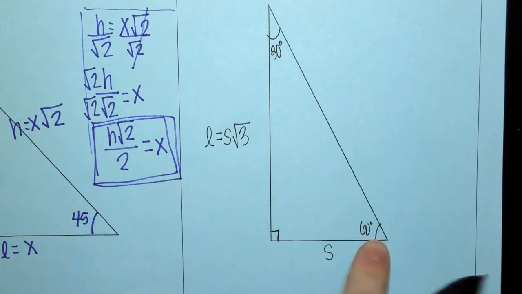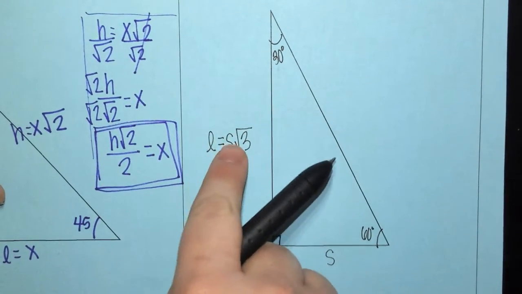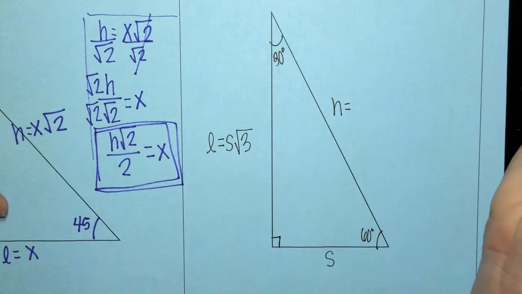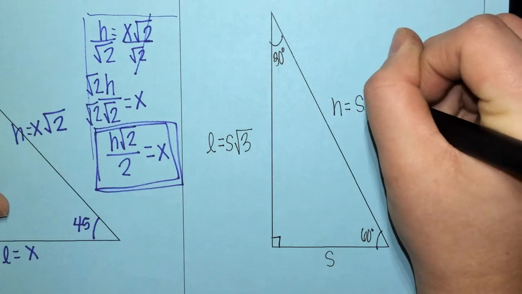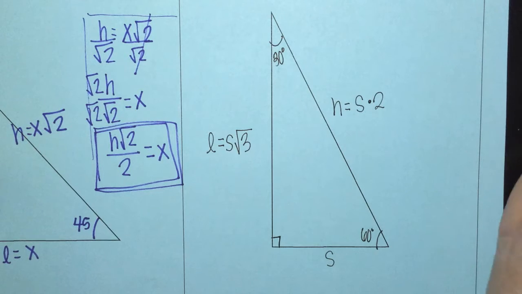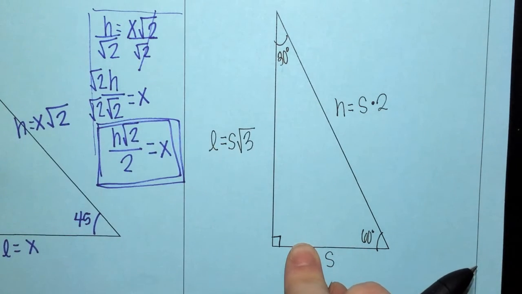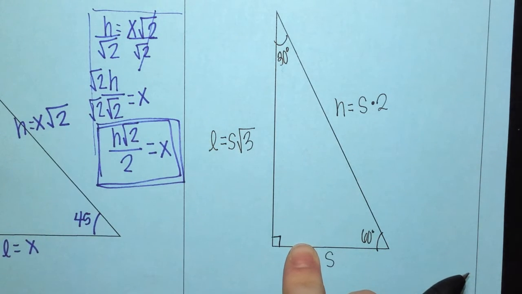Okay, so you have short side, then you have your leg as short side times square root of 3, and then your hypotenuse is equal to your short side times 2. So do you see why we always want to get the short side? Because you base everything else off the short side. If you have short, you can find leg and hypotenuse.